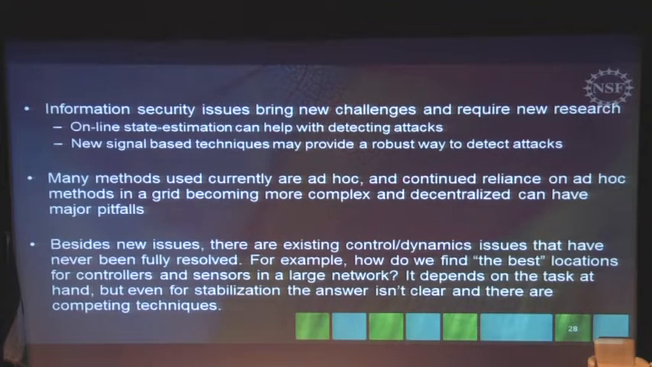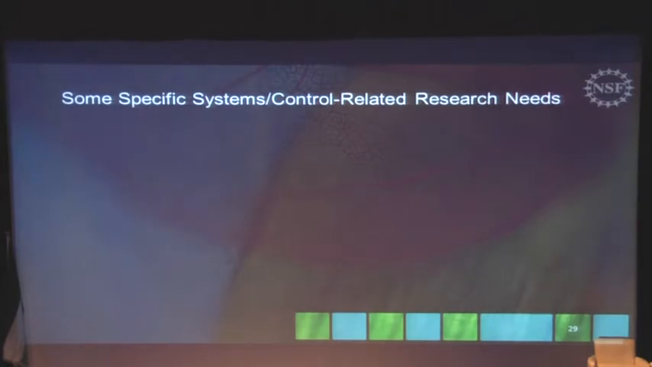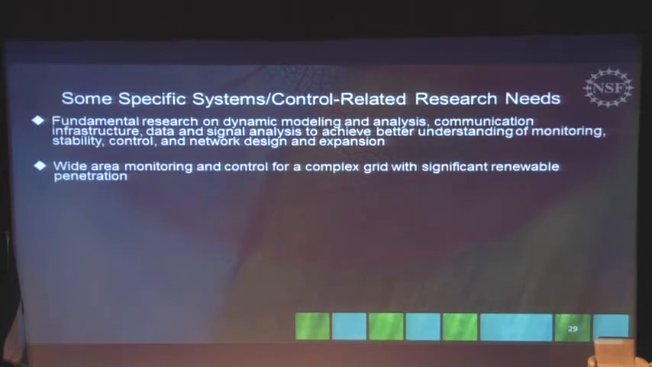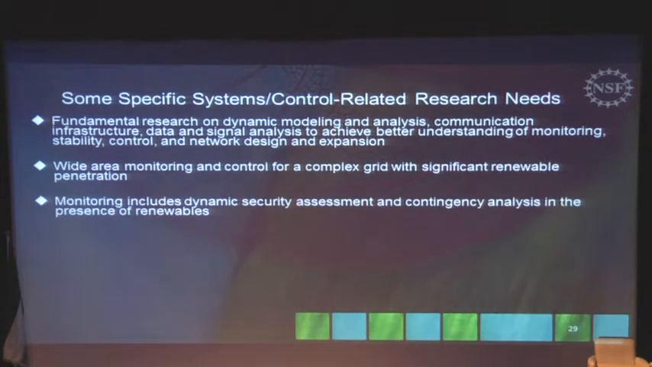How do you find the best place to put a controller and a sensor in a network? It's not a very clear thing. I have a few specific issues, and I don't want to spend all the time on these things. So, wide area monitoring and control.